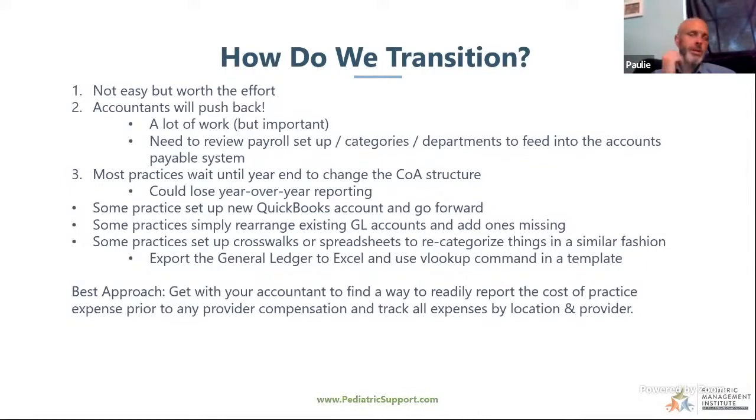But regardless, you want to get with the accountant and say, look, I need a way to more effectively measure the cost of the practice. This needs to be financial management based and not tax preparation based. And what can we do? Through that conversation, you'll be able to say, I need to be able to quickly identify how much did we spend on our staff, how much did we spend on vaccines and other bills, and with a good chart of accounts, you'll be able to do that.